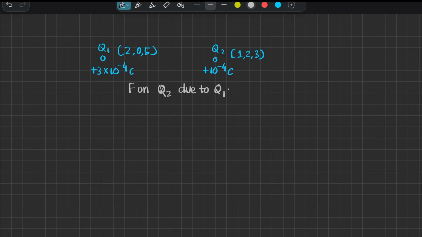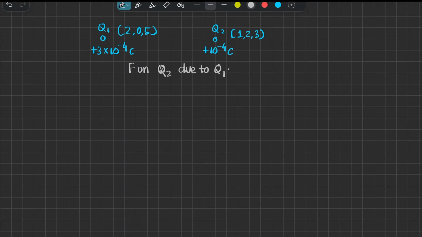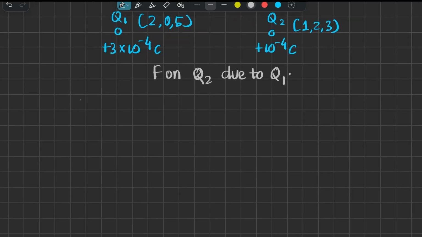This is being asked to us. Then how do we find it? See, we already have seen it, the electrostatic force F on 2 due to 1, we need to write it as k q1 q2 by r square into r of 2 with respect to 1 in that direction unit vector, right?